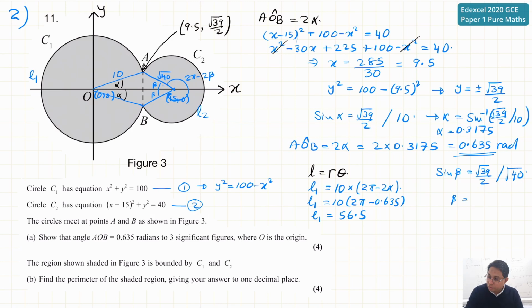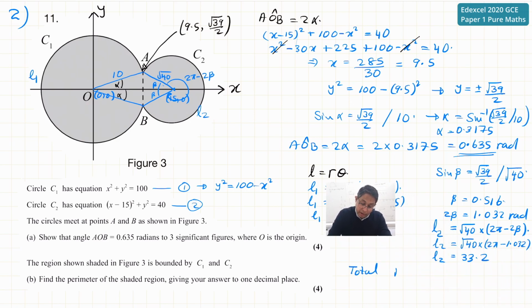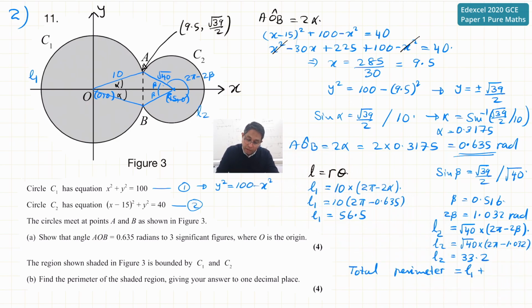Beta is sine inverse of this value. Beta equal to 0.516. So 2 beta equal to 1.032 radian. Using this formula, you can find this length L2. L2 equal to R, which is now square root 40, times theta, which is 2 pi minus 2 beta. We found 2 beta, substitute it here. So total perimeter equal to L1 plus L2, that's equal to 89.7.